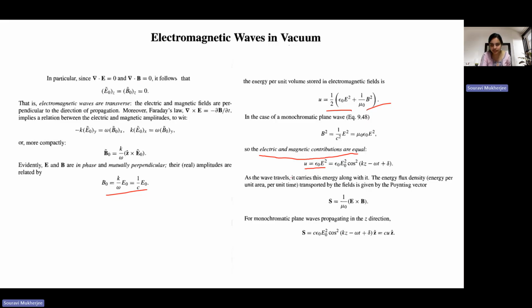So as the wave travels, it carries energy with it. If you want to find the energy flux density, it should be in a direction perpendicular to both E and B, right? It should be in the direction of propagation of your wave, and it's given by this relation here. This vector is called the Poynting vector, which gives us the energy flux density. Okay, so for a monochromatic plane wave propagating in the z direction, so that's why you have this kz term with some frequency omega, this is how your Poynting vector will look. You can see the wave is propagating in the z direction. The Poynting vector is also in the z direction. Okay.